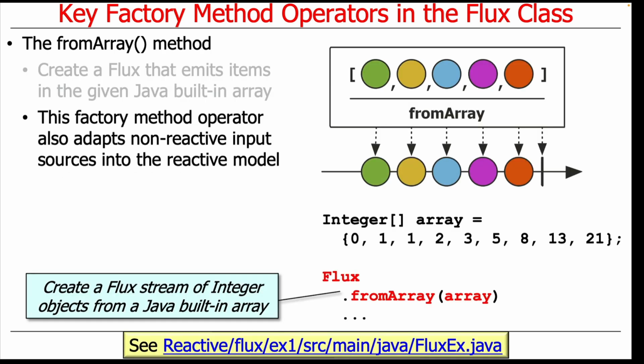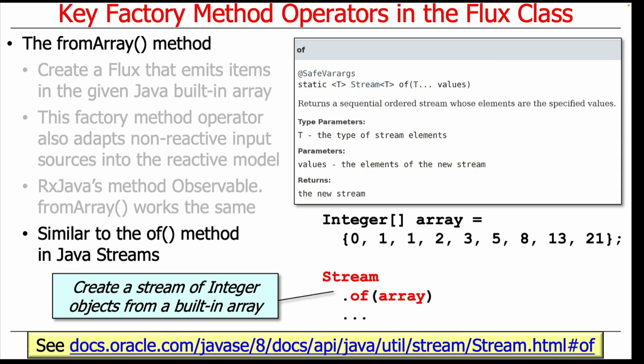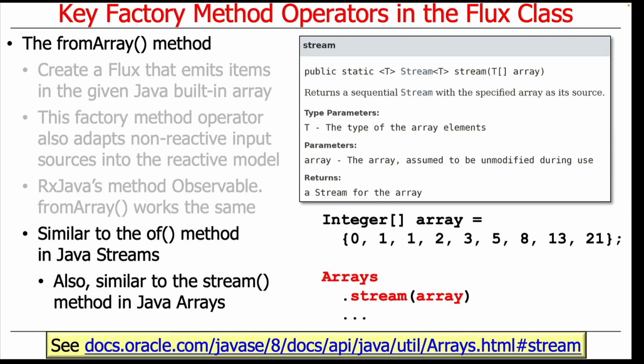This is very much like we just looked at, except that used an iterable. This on a list, this uses fromArray on an integer array. RxJava has something like that, and Java Streams has something like that too. And there's a couple different ways to do it in Streams.